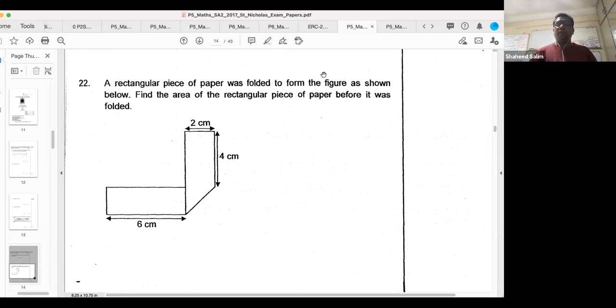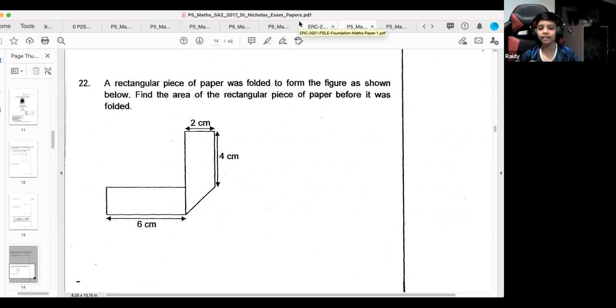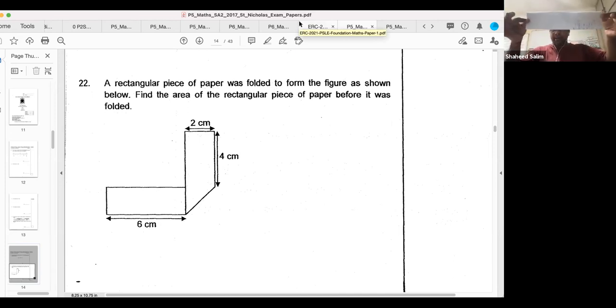But they say before it was folded. That means they want you to find it like that. Now it's folded, right? They say before it was folded, what was the area? Larissa, congratulations, she got it right. Okay.